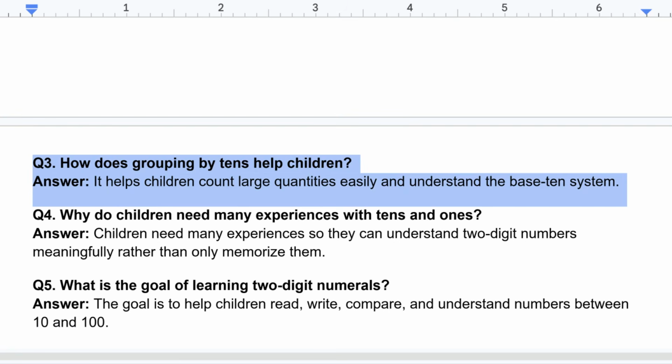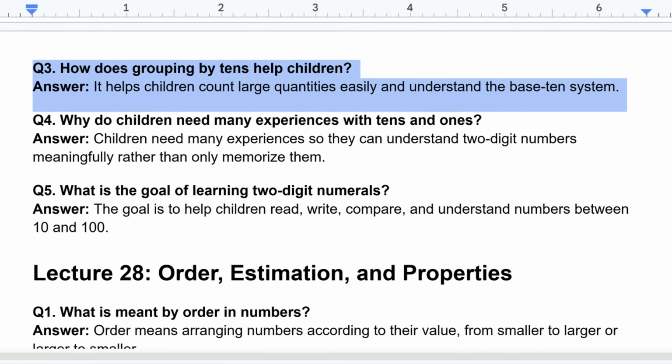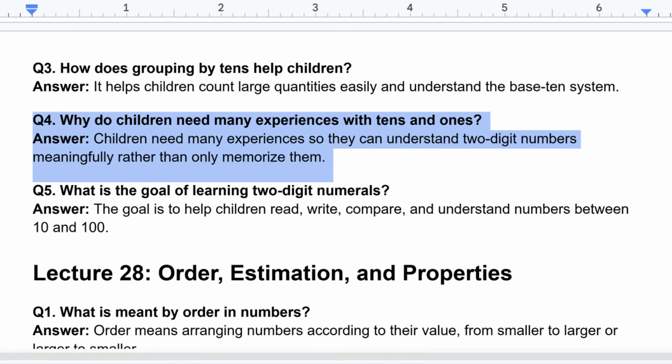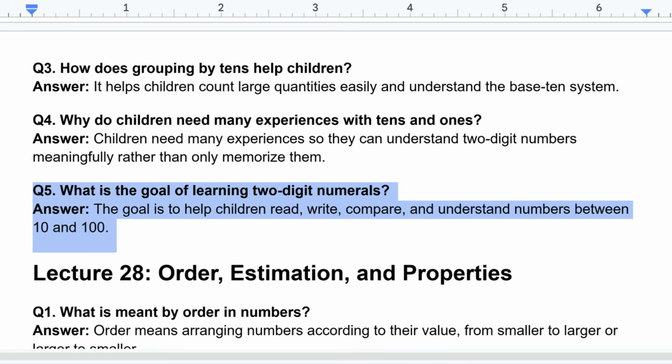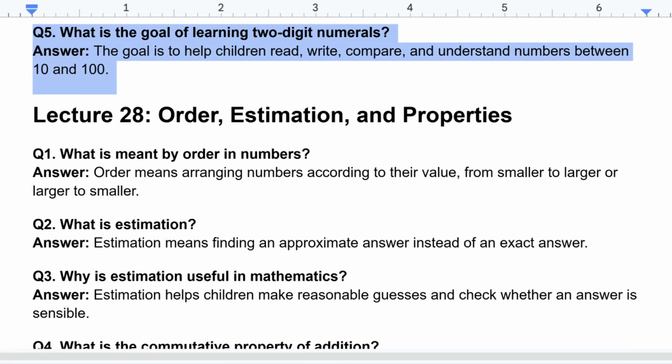How does grouping by tens help children? It helps children count large quantities easily and understand the base 10 system. Why do children need many experiences with tens and ones? Children need many experiences so they can understand two-digit numbers meaningfully rather than only memorize them. What is the goal of learning two-digit numerals? The goal is to help children read, write, compare, and understand numbers between 10 and 100.